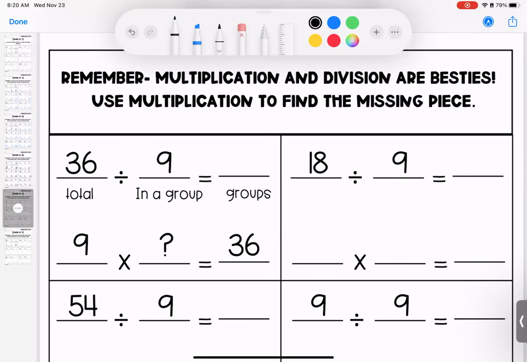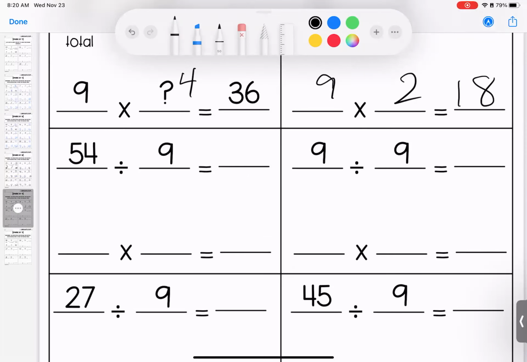36 divided by 9 is 4 because 9 times 4 is 36. 9 times 2 is 18, which means that 18 divided by 9 is 2. 54 divided by 9 is 6 because 9 times 6 is 54.